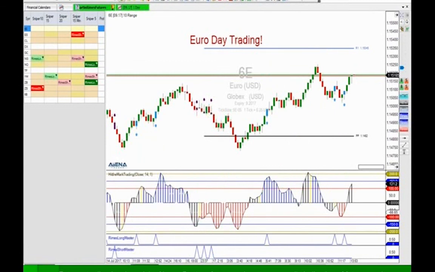Can you use it on Forex? Absolutely. Can we try the software out in Sim? You can. They'll give you, I think, a 30-day trial.